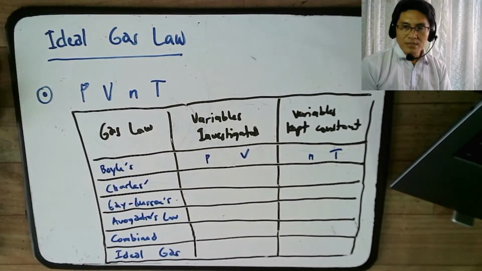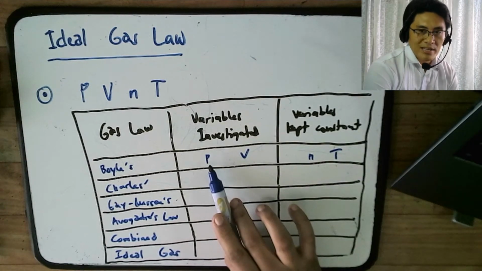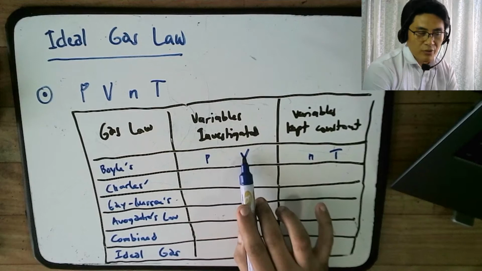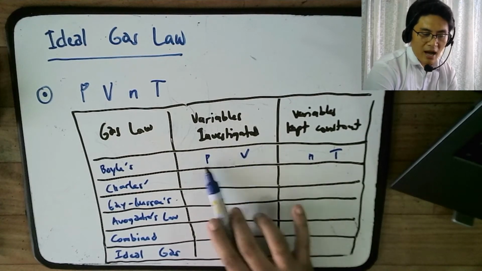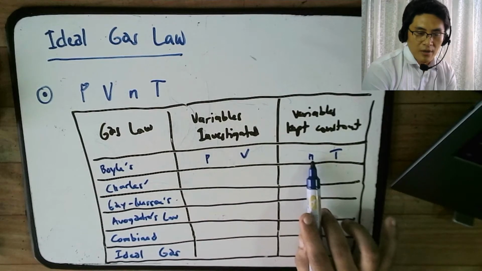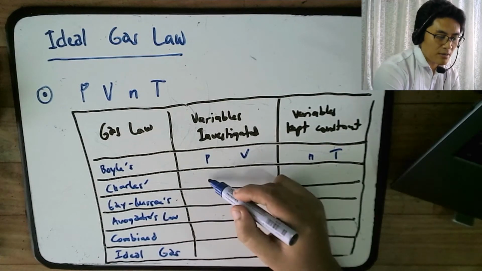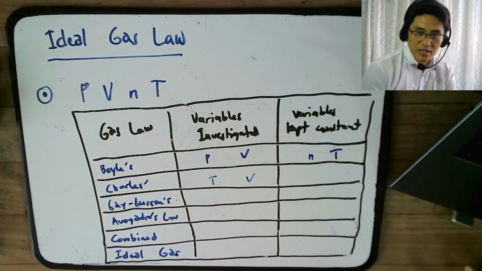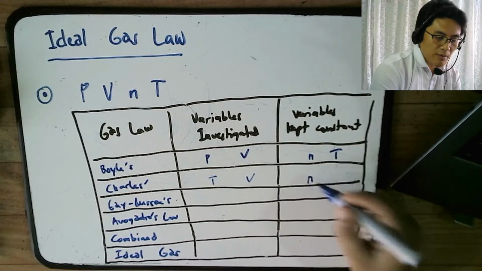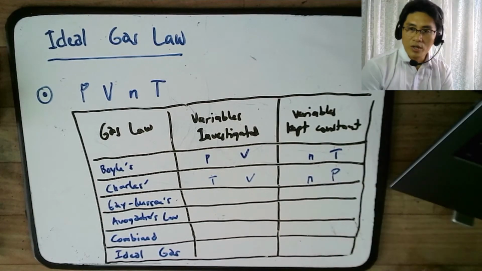Now, please be reminded that in Boyle's law, we are looking at the relationship between pressure and volume, and therefore, because we want them to be the highlight, we have to keep the number of particles and temperature constant. In Charles's law, remember, it's about temperature versus volume or vice versa. So therefore, we have to keep the number of particles and the pressure constant.